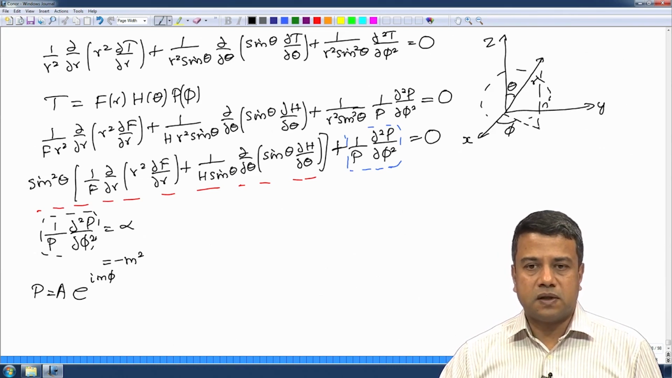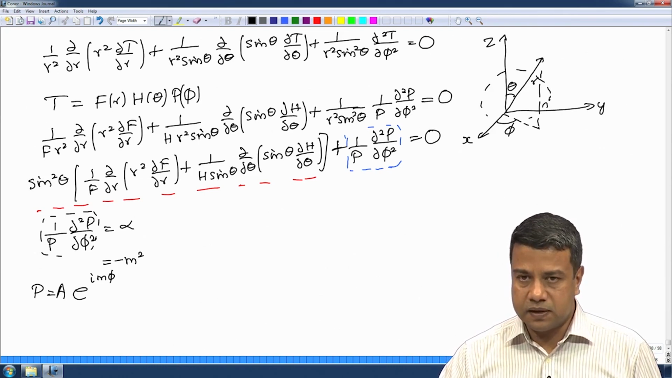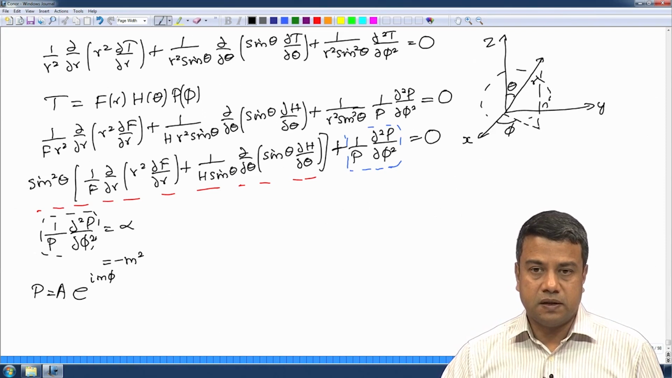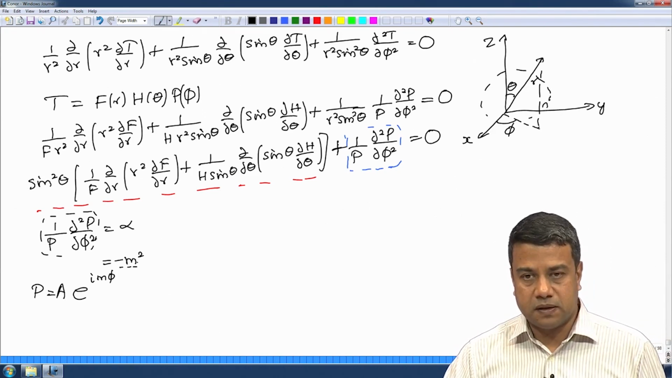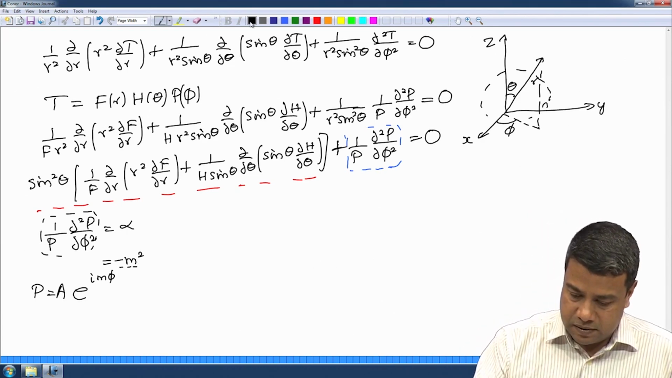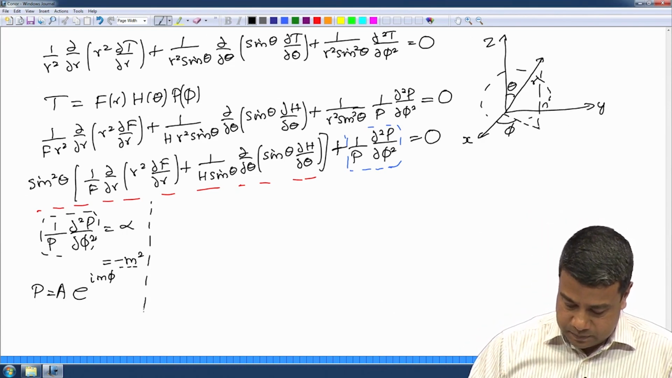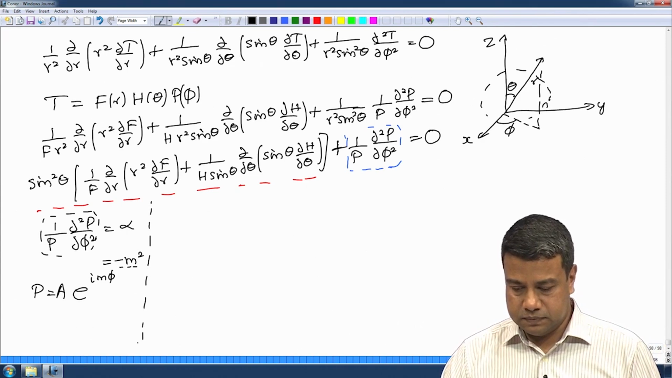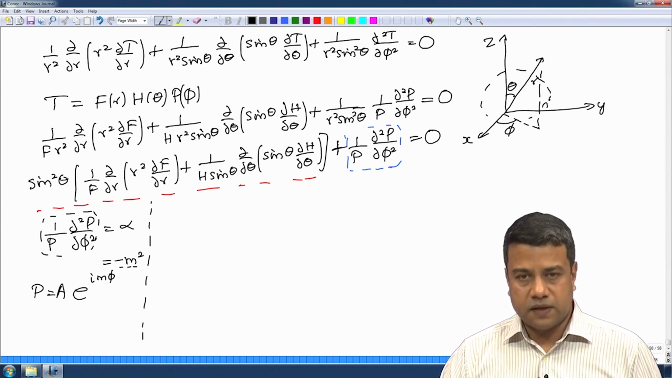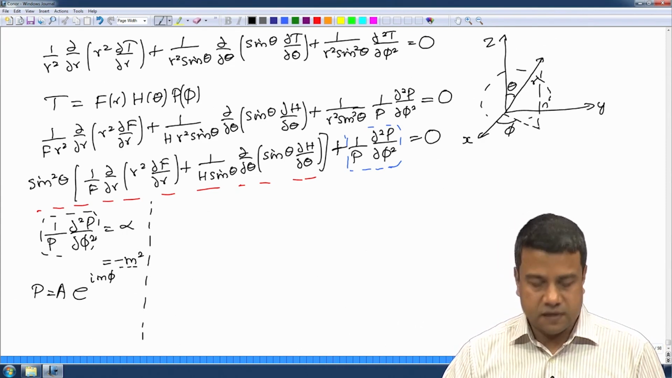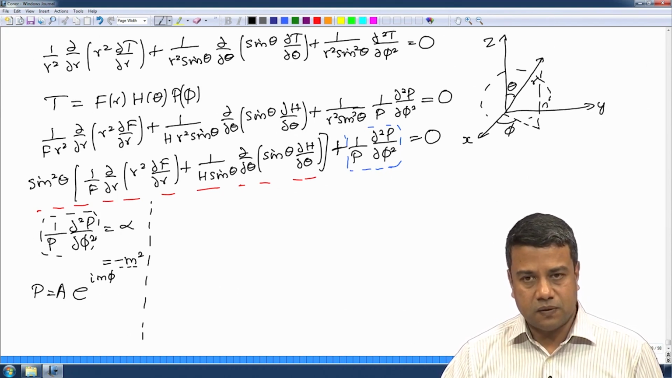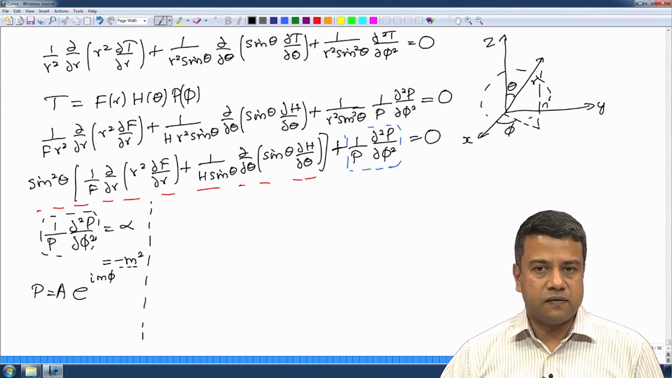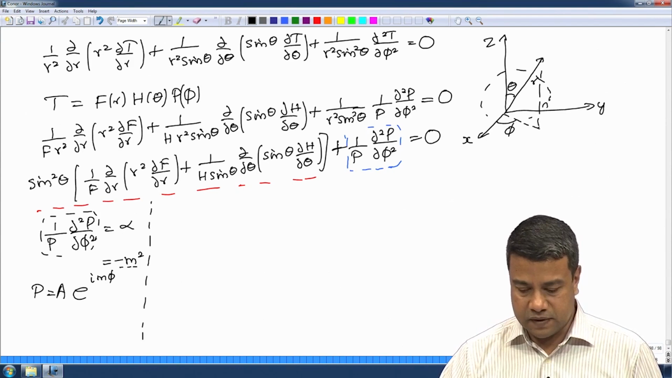Therefore, the fact that you do not have a physical boundary in the meridional direction imposes a discrete set of eigenvalues, minus m square, where m is an integer. Okay. So, for the rest of the equation I now have to solve, I have got one eigenvalue m, an integer, and eigenfunction e power i m phi. Therefore, I can solve for the rest of it.